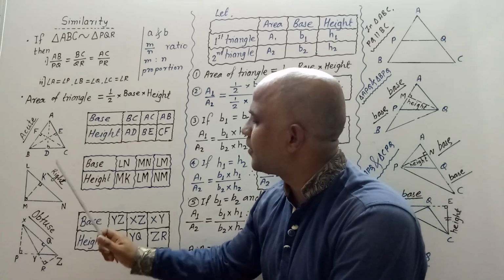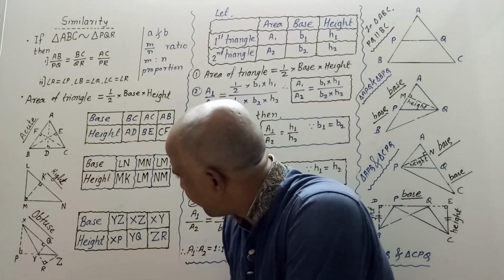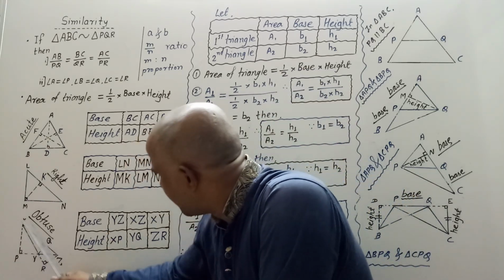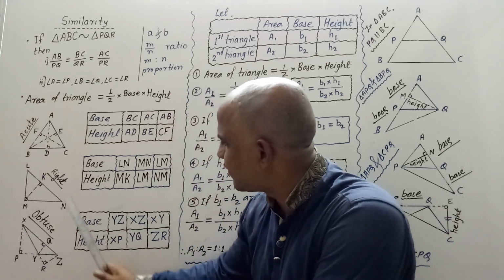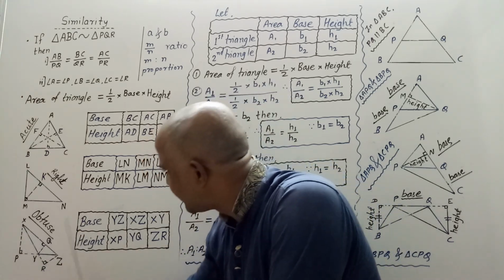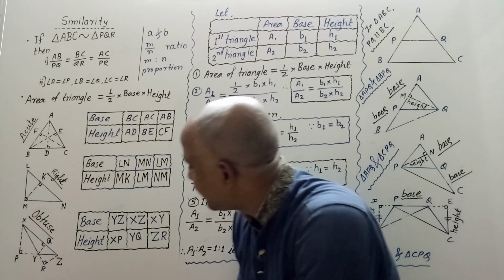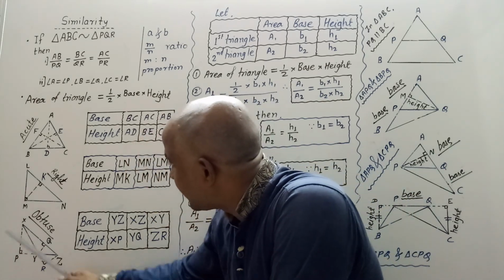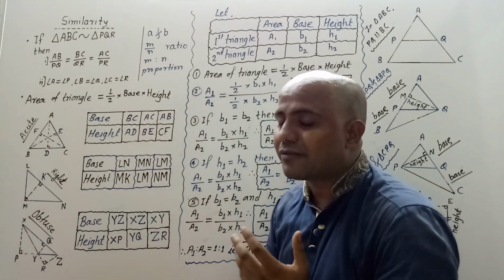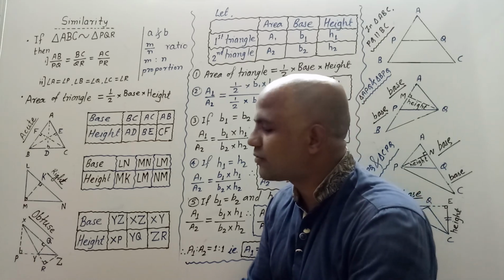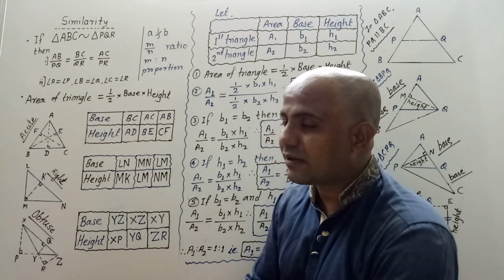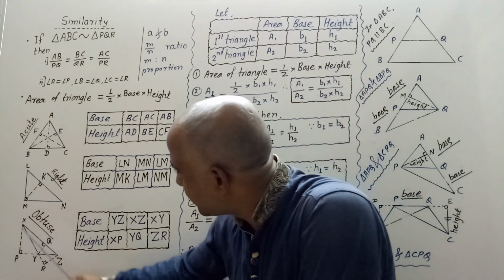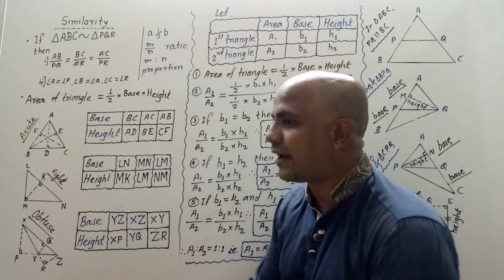Similarly for this obtuse angle triangle, what is the name of this triangle? XYZ. If YZ is the base, then where is the height? Some student says XY is the height, but no, XY is not a height. XY cannot be its height, because angle XYZ is greater than 90 degrees.